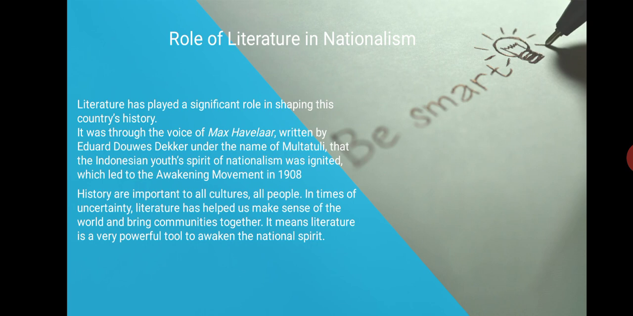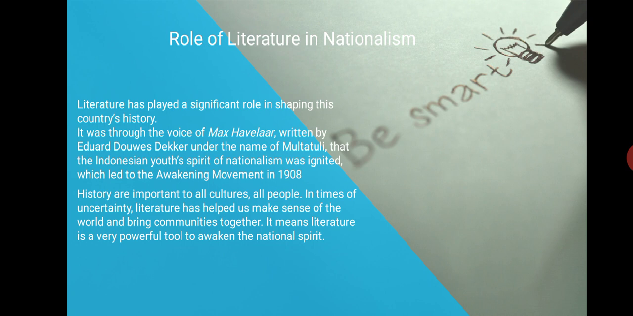Role of literature in nationalism. Literature has played a significant role in shaping this country's history. It was through the voice of Max Havelaar, written by Eduard Douwes Dekker under the name of Multatuli, that the Indonesian youth spirit of nationalism was ignited, which led to the awakening movement.